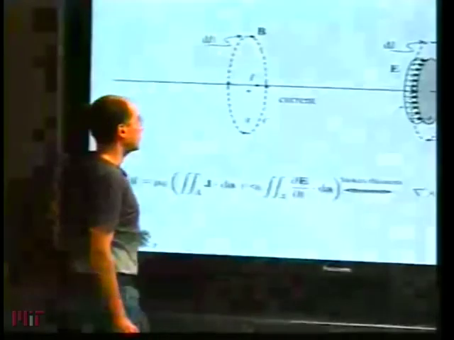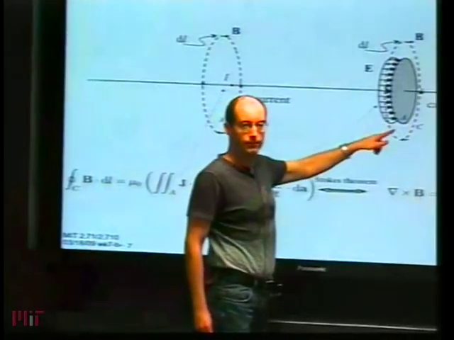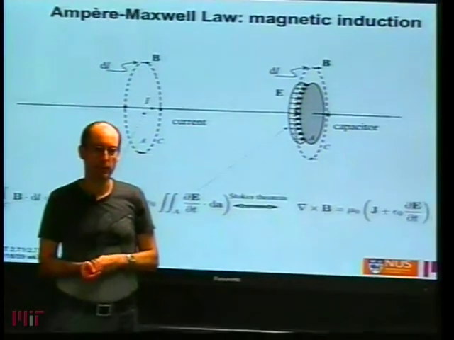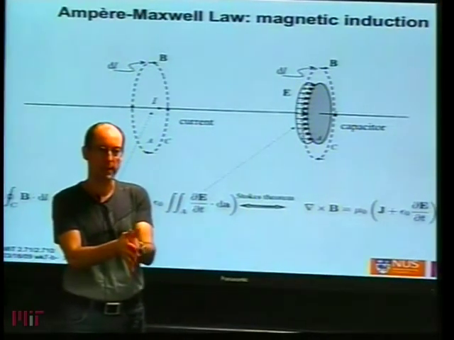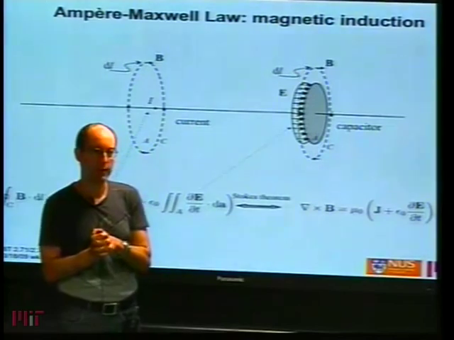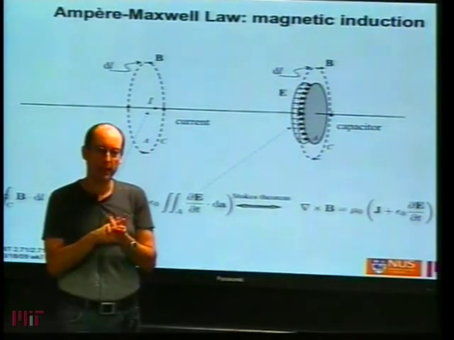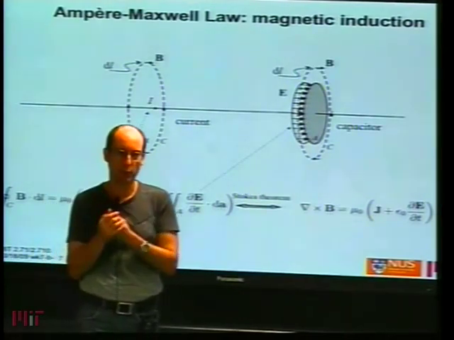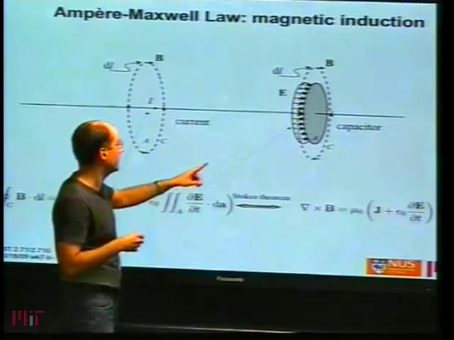But what was not known, and was noticed by Maxwell, was that if you have a capacitor, well, in a capacitor you cannot have a current per se, right? Because inside there's a dielectric, so there cannot be a current. But you can have a variable charge density in the capacitor plate.